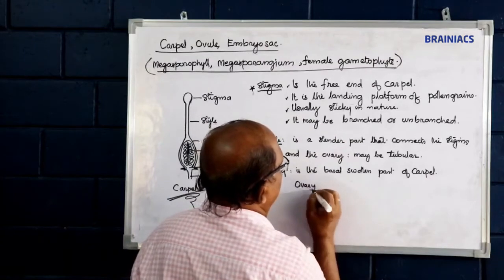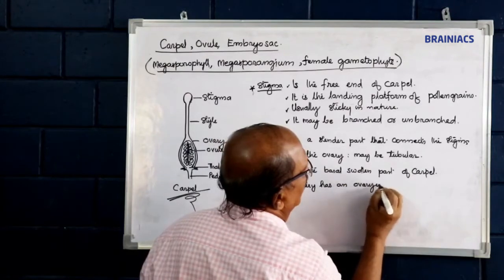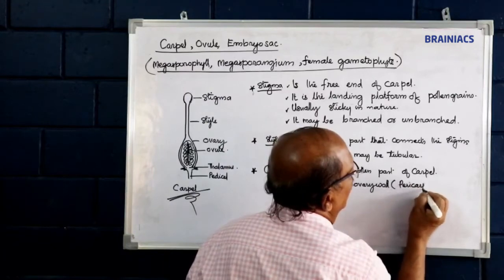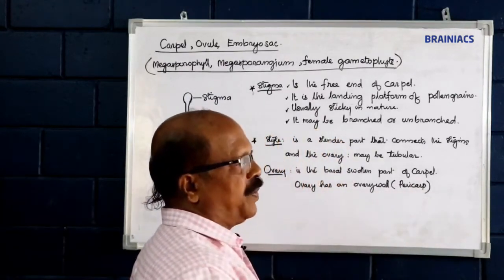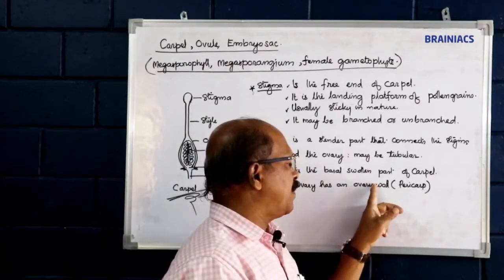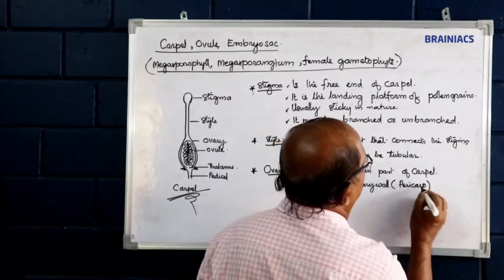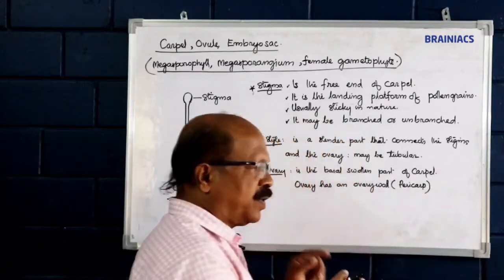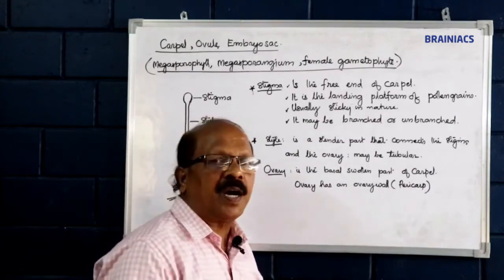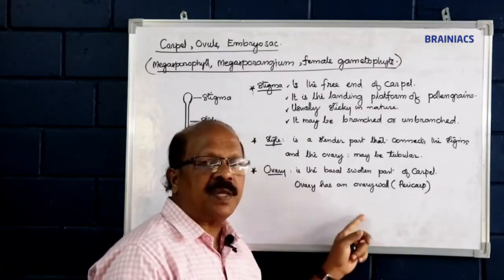Ovary has an ovary wall. Ovary wall, pericarp, fruit wall, pericarp. Ovary wall becomes fruit wall, the pericarp. Pericarp is the protective covering of fruit, a simple fruit. Fruit wall is called pericarp, having epicarp, mesocarp, endocarp. Ovary becomes fruit and ovary wall becomes the fruit wall.